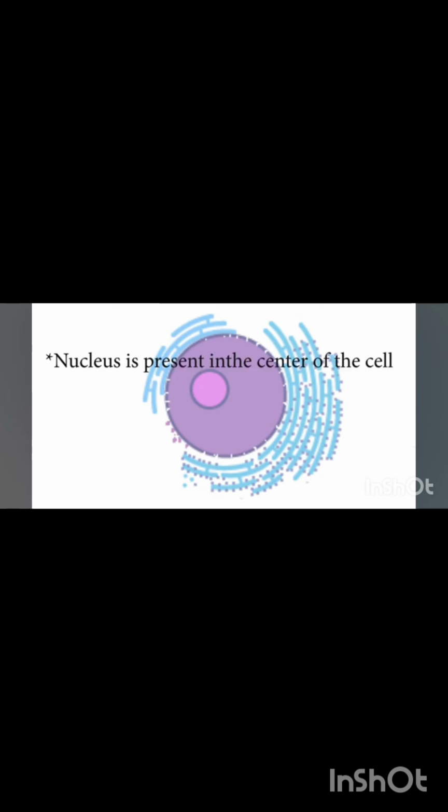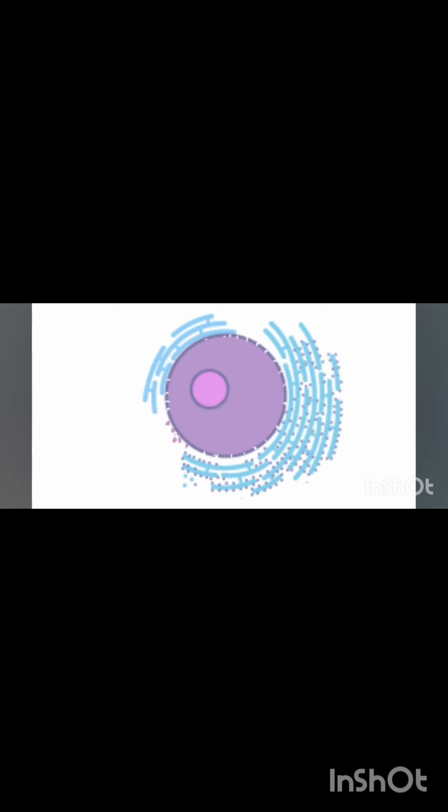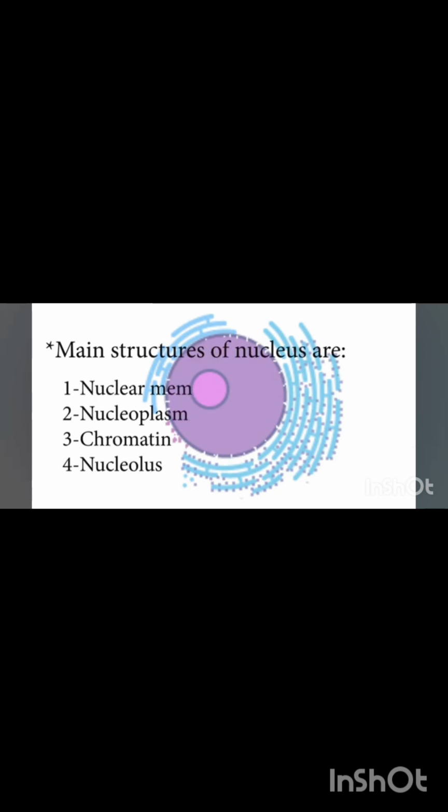The nucleus is present in the center of the cell. All cells contain a nucleus except a few cells like RBCs, because they have a short lifespan. Now we are going to study the structure of the nucleus. The main structure of the nucleus comprises four parts. The first part is the nuclear membrane, second is nuclear plasm, third is chromatin, and fourth is nucleolus.